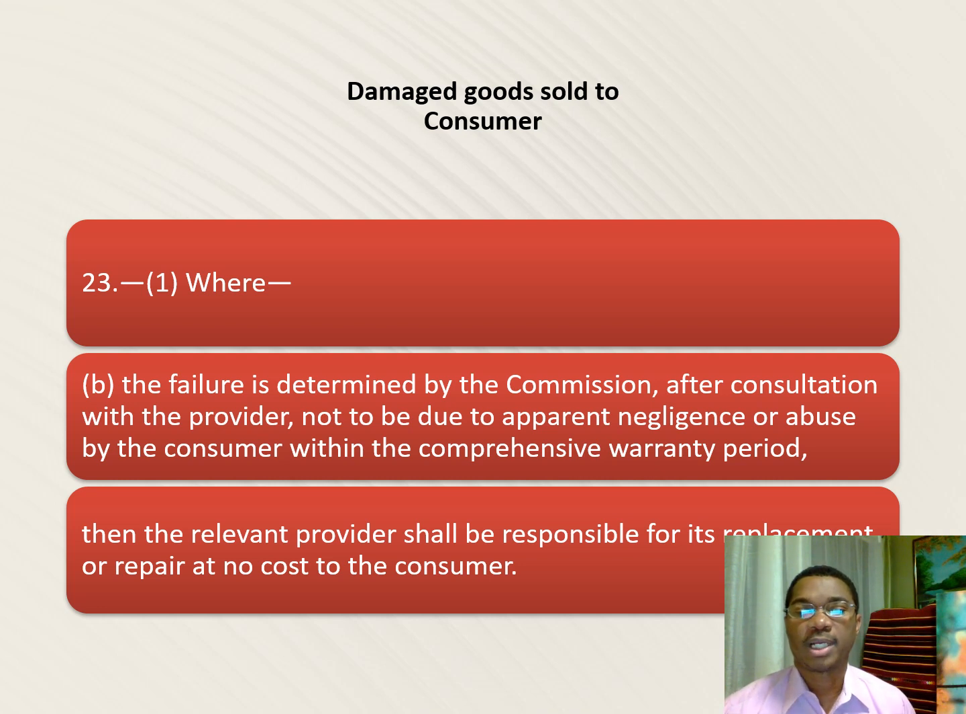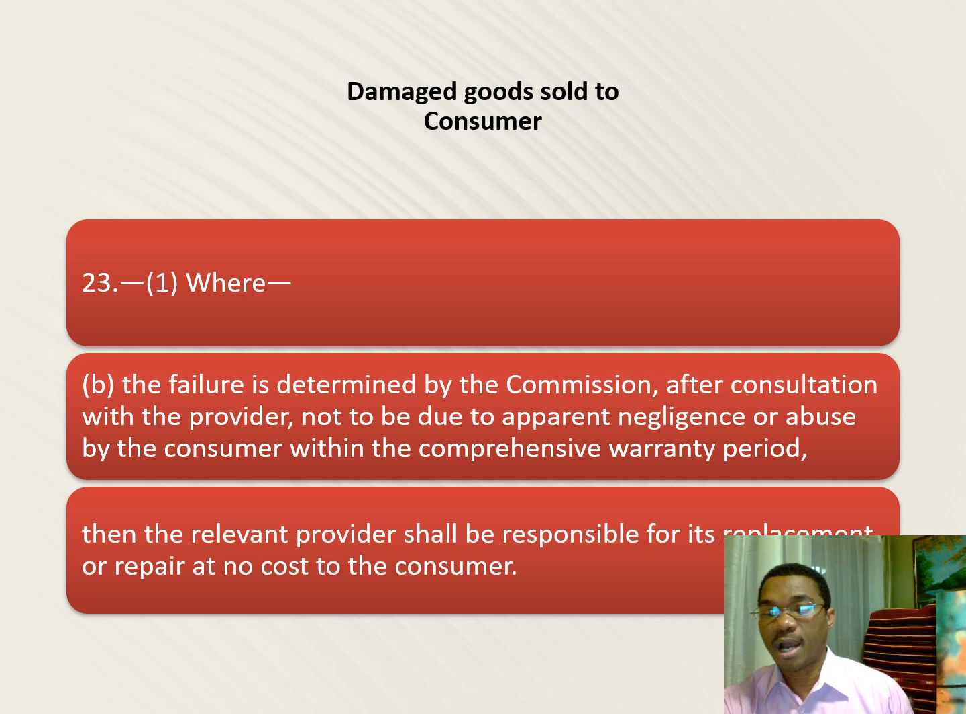and where the failure is determined by the commission after consultation with the provider not to be due to apparent negligence or abuse by the consumer within the comprehensive warranty period, the relevant provider shall be responsible for its replacement or repair at no cost to the consumer. So notice here that the warranty period is of import. So if there's any defect that is detected by the consumer, they need to act upon it very quickly in relation to the warranty period to ensure that they can have their item replaced at no cost to them.